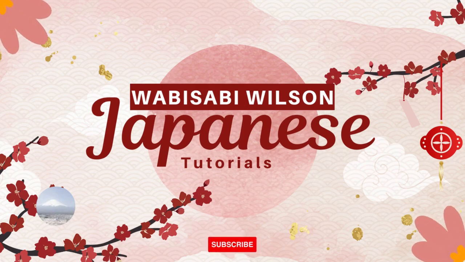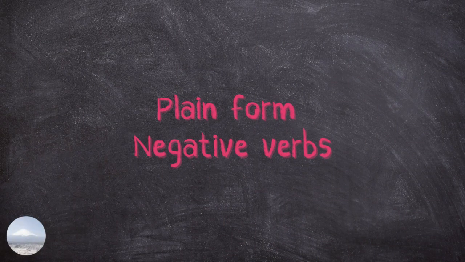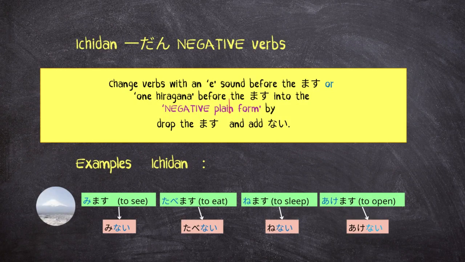Today we're going to be discussing making the plain form of negative verbs. The plain form of negative verbs is also known and referred to as the nai form. There are three forms of verbs in Japanese: ichidan, godan, and irregular.